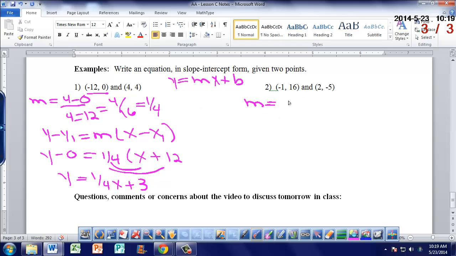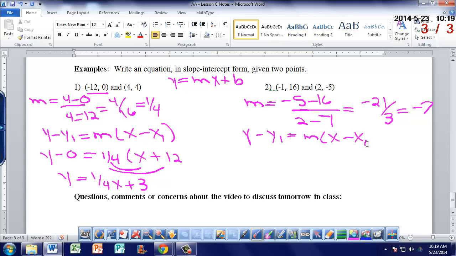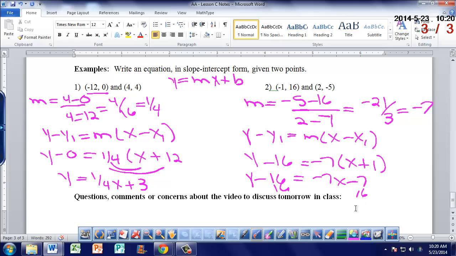Let's try another one. Slope first. So -5 minus 16 over 2 minus -1. I get -21 over 3 is -7. Then I'm going to do y minus y1 equals m times x minus x1. So I'm going to get y minus 16 equals -7 times x minus -1 is plus 1. So I get y minus 16 equals -7x minus 7. Add 16 to both sides, and you get y equals -7x plus 9.